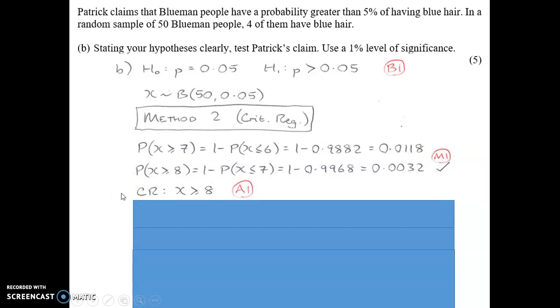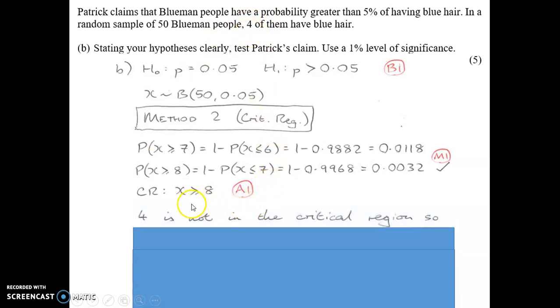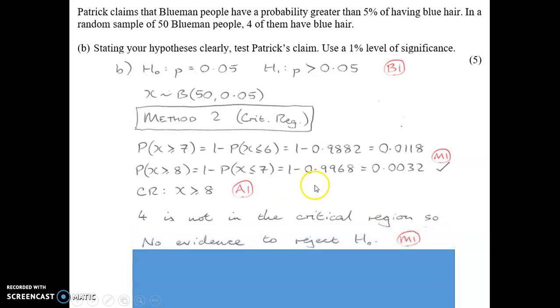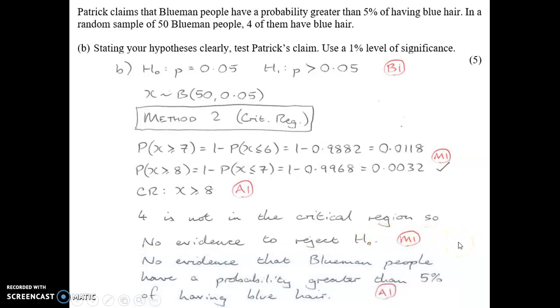And from that point it's nice and easy because we know that the number of people with blue hair came out to be 4, and that is clearly not in the critical region. And if it's not in the critical region, we would say that there's no evidence to reject the null hypothesis. And again, we have to put that in context, just like we did with the last method. And that's it for that question.